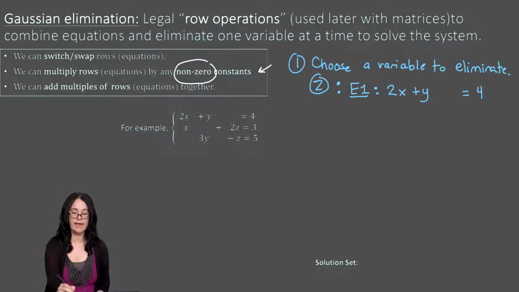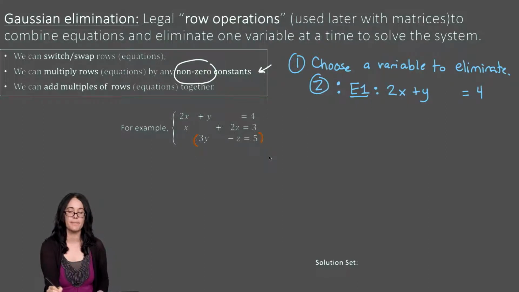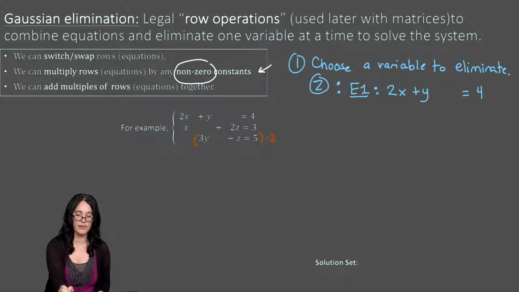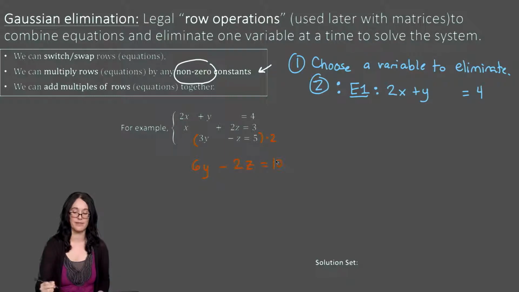Well, I noticed that if I looked at equation 2 and equation 3, I could almost add them together and eliminate the z, but I would first need to multiply equation 3 by a number. Can you think of what number I would need to multiply by? That's right, by 2. If you multiply equation 3 by 2, the new equation 3 would become 6y minus 2z is equal to 10.